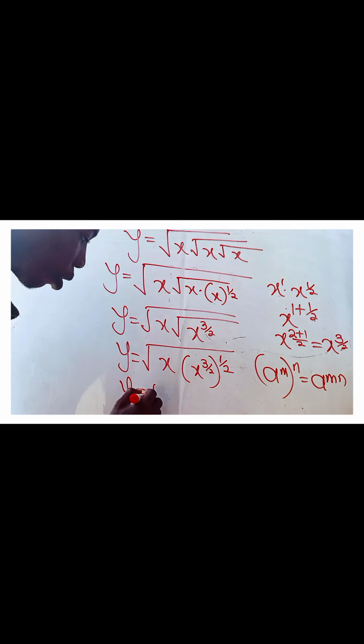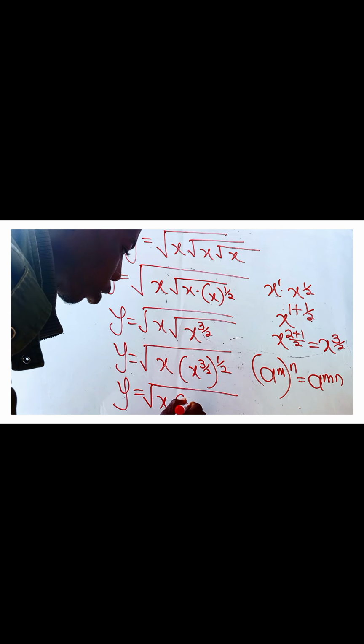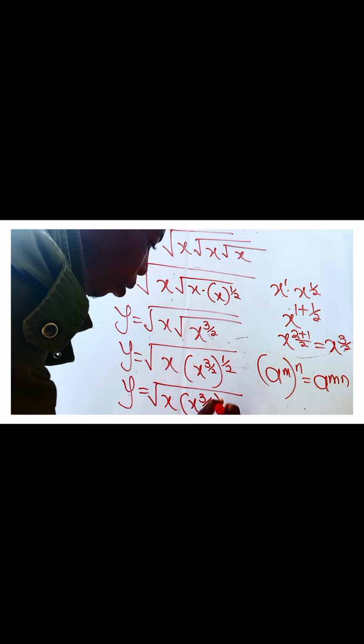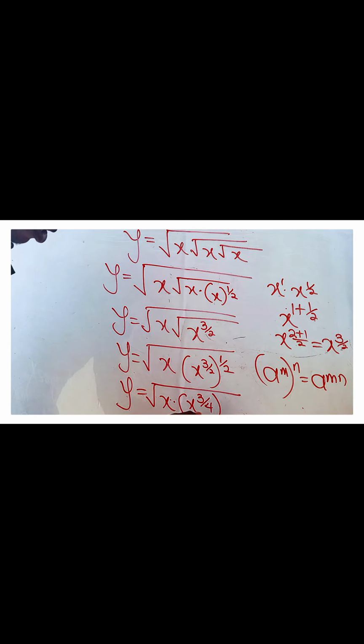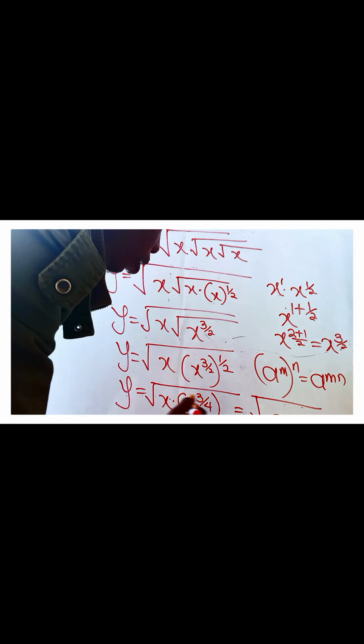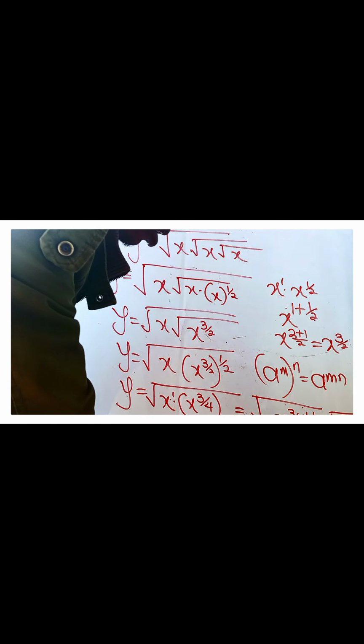So this gives us y is equal to square root of x, then 3 times 1 is 3, so we have x raised to the power of 3, then over 2 times 2 is 4. Now these are two functions again multiplying themselves. So this implies that we have square root of, now the same base, we pick one of the base, then we add the powers. So 3 over 4 plus 1, because the power of this x here is 1. This now gives us square root of x raised to the power of, now 4 times 1 is 4, and then plus 3, which is 7 all over 4.